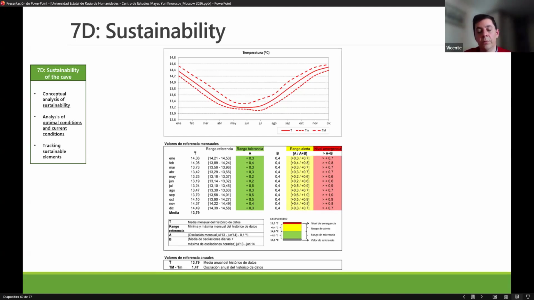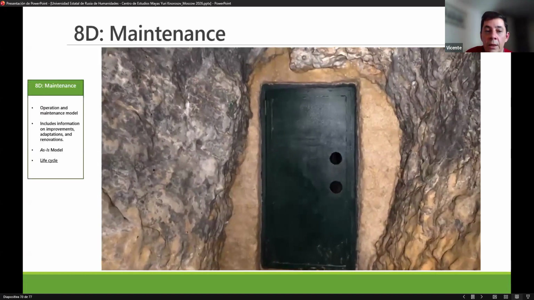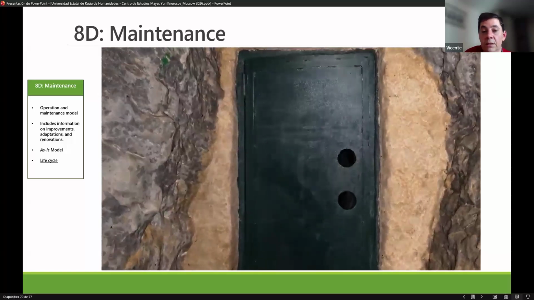So all the information is useful, and what you need is to make the game sustainable. Just not put the cave too much time in stress. Okay, when the cave is in stress, you monitor how much time it needs to relax and to reach the original parameters. Okay, the eighth dimension is maintenance.